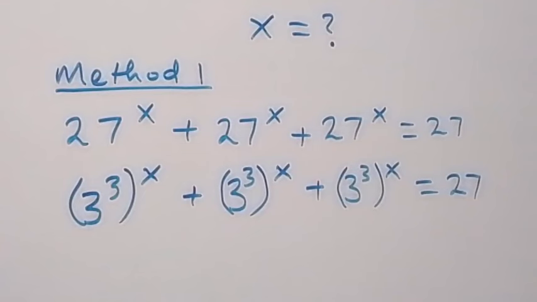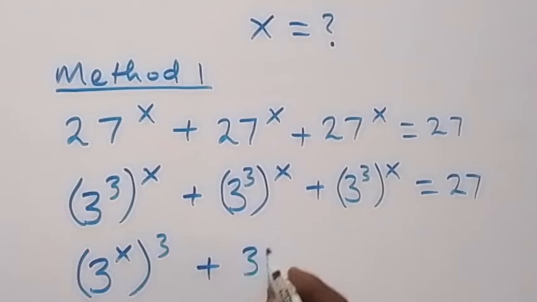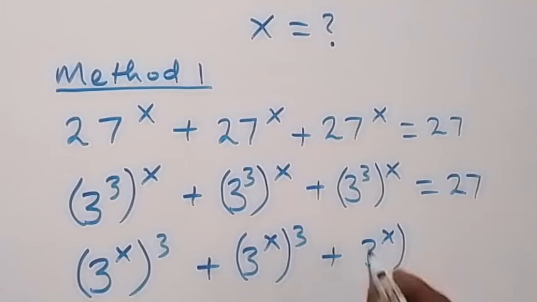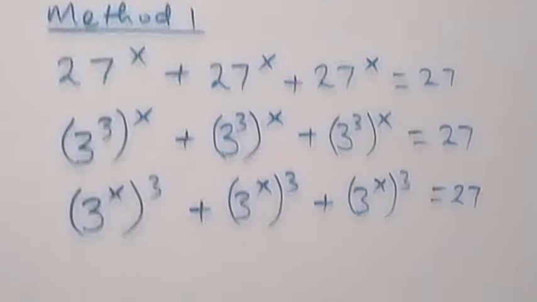Now, applying the law of indices, we can interchange this power, and this becomes 3 raised to the power x, then raised to the power 3, plus also 3 raised to the power x, then raised to the power 3, plus also 3 raised to the power x, then raised to the power 3, equals 27.